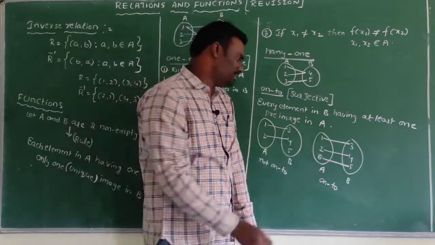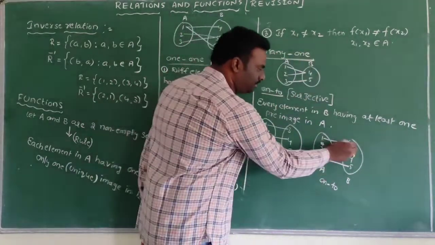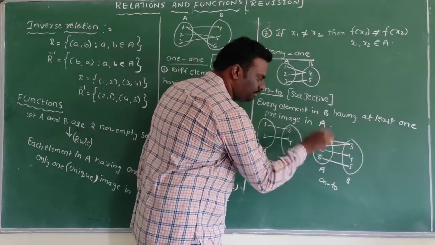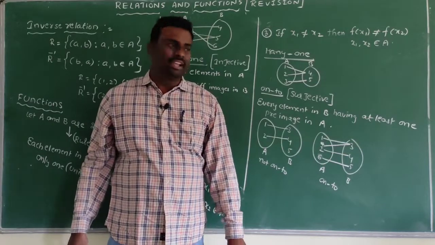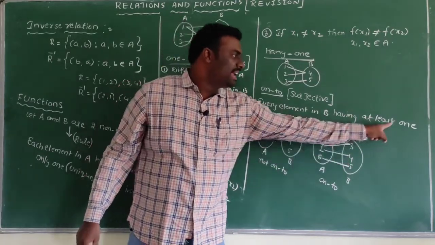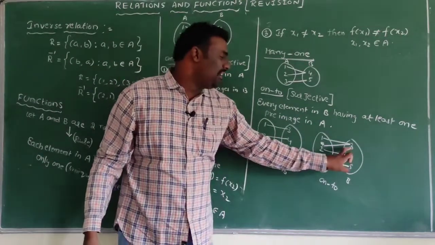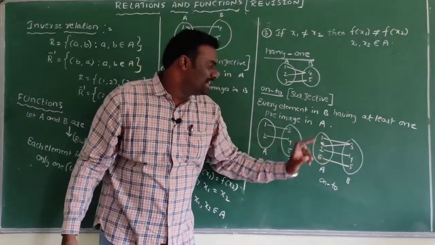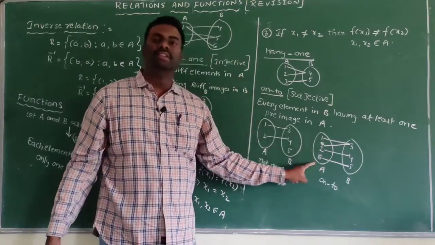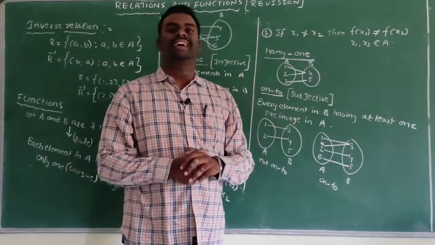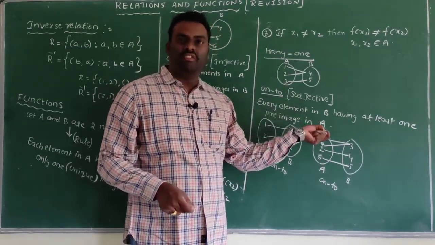I will take one more. 7. Now it is also onto. Why? Because 3 is having at least one pre-image, means more than one pre-image also exists. Now 3 having how many pre-images? 2 pre-images. 4 having pre-image, 5 having pre-image. This can be also considered as onto definition. This is the theoretical definition of onto.